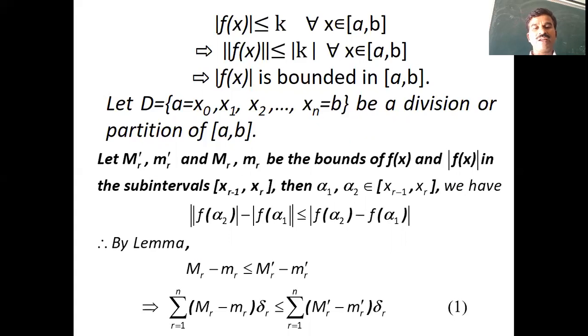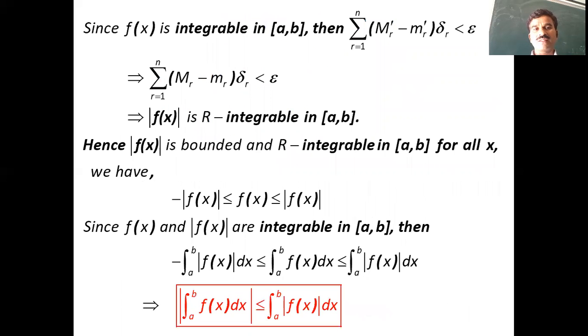Therefore, by the above lemma, we can write this as M_r and this as m_r, and this as M_r' and m_r', taking a summation with delta_r. Since f(x) is integrable in the closed interval AB, the left-hand side should be less than epsilon. Then obviously the right-hand side is also less than this, and so this implies the modulus of f(x) is R integrable in the closed interval AB. Hence, the modulus of f(x) is bounded and R integrable in the closed interval AB for all x.